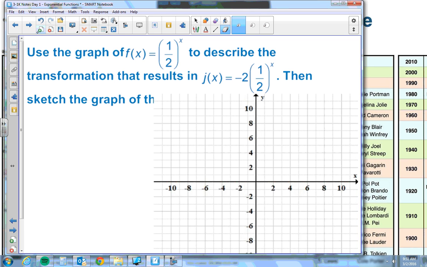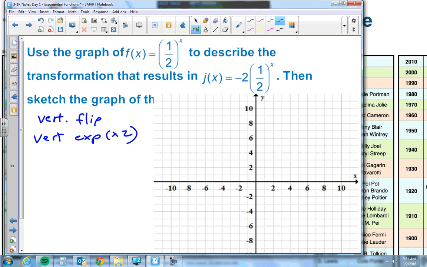All right, let's get this one done. What's the parent on this? 1/2 to the power of x. You need to be able to piece this out. There's your parent. So that means this is the transformation. What are the transformations? The vertical flip. The negative 2 does 2 things: vertical flip and vertical stretch, or vertical expansion, by a factor of 2. And it does say describe the transformation, so you would be expected to write those down.